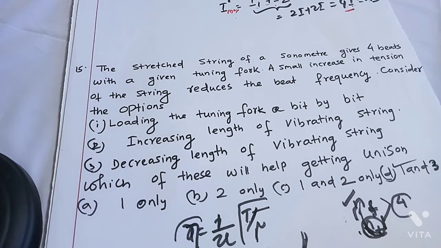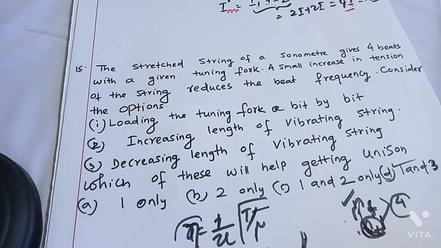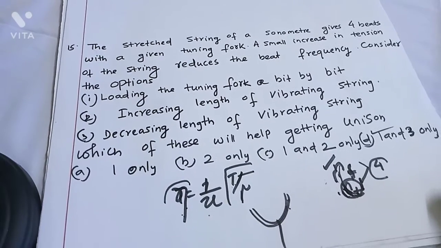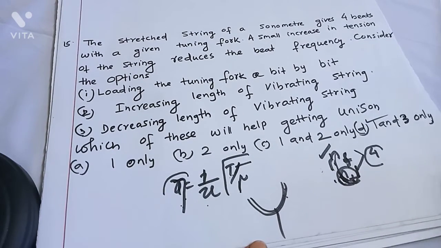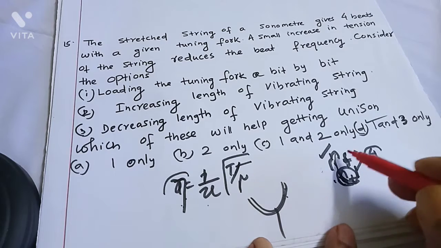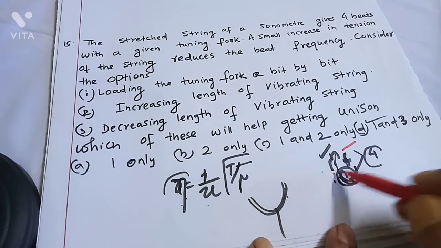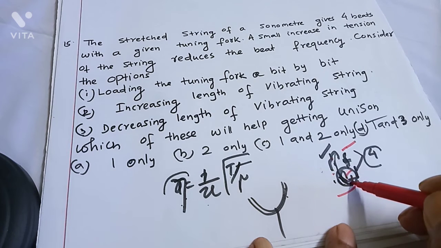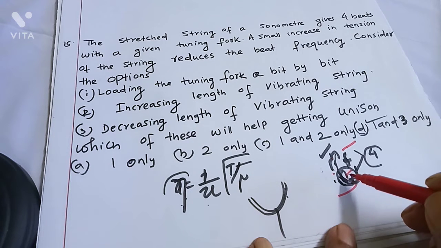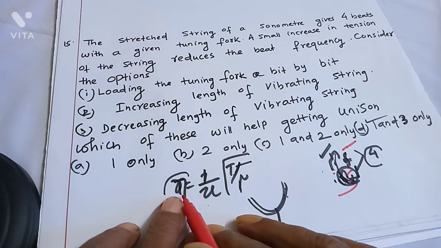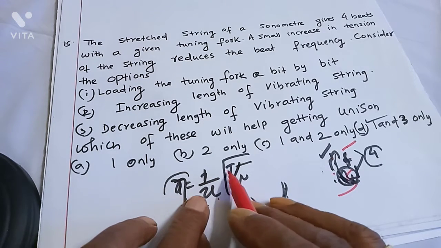Unison means they have equal frequency. First choice 1 only, second choice 2 only, third choice 1 and 2, fourth choice 1 and 3. Now let us analyze. Let NF be the frequency of the tuning fork and NS be the frequency of the sonometer wire. Now the frequency of the sonometer is given as n equal to 1 by 2l root under T by mu.